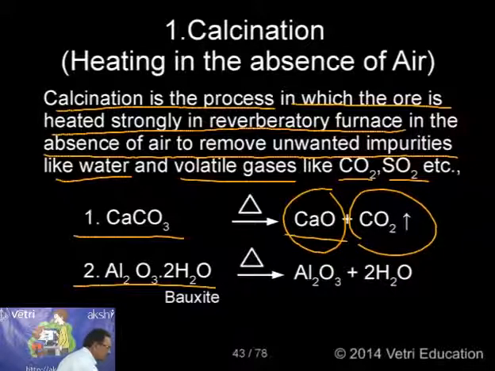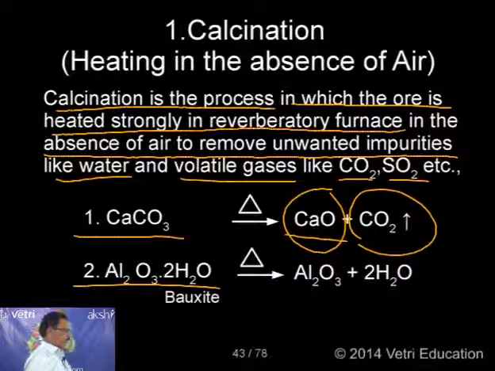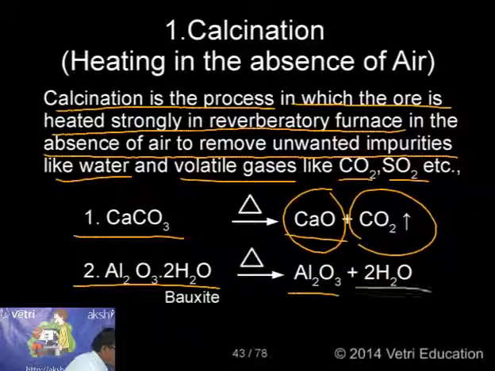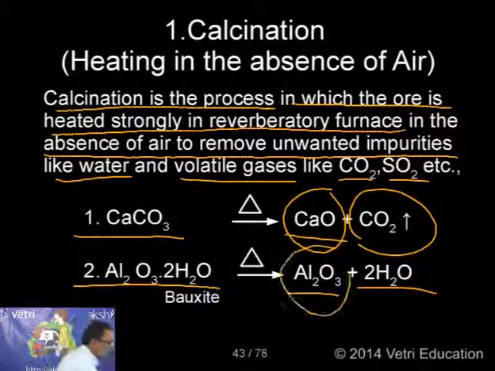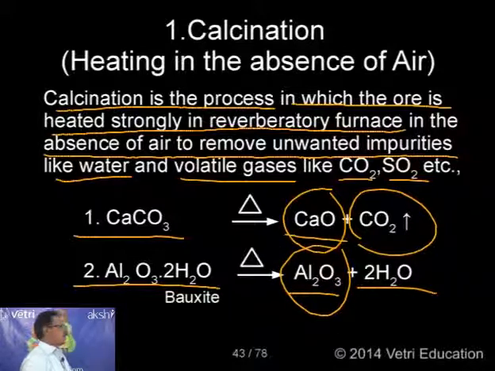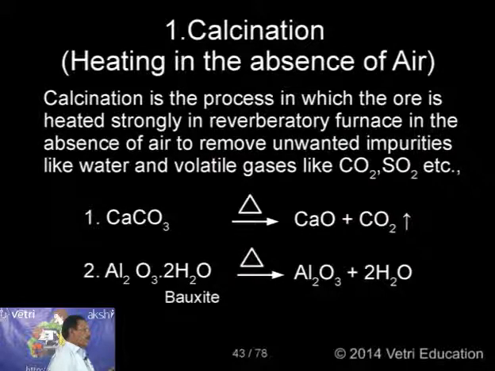The same way, bauxite ore, hydrated aluminium oxide, Al2O3.2H2O, when heated strongly in the absence of air, is converted to aluminium oxide, and again the water is eliminated. So I am getting the most suitable form, Al2O3. This is a specific example under calcination. Kindly follow: it is the process in which the ore is heated strongly in a special apparatus called a reverberatory furnace in the absence of air.